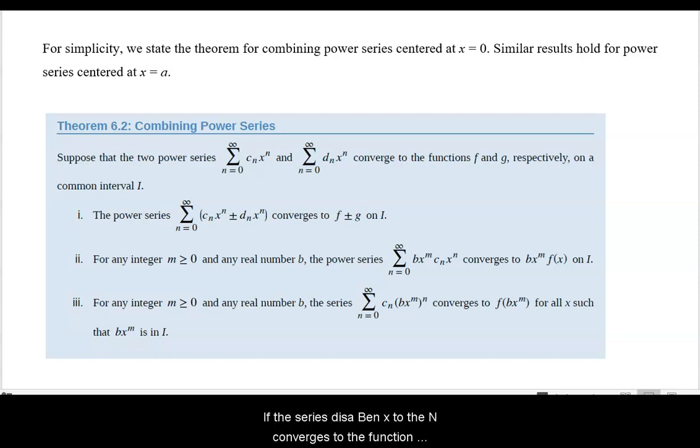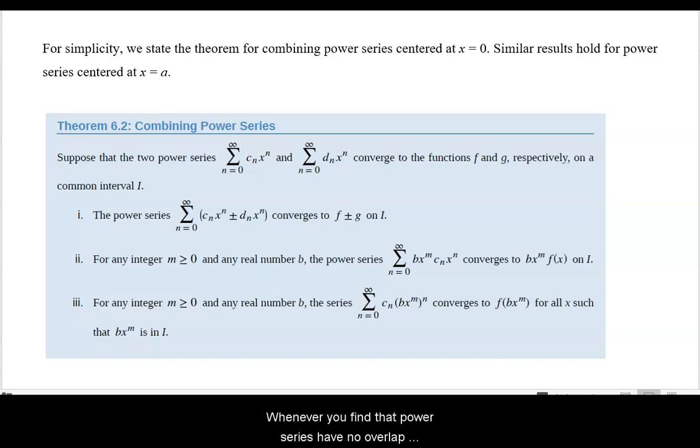If the series d sub n x to the n converges to the function g, but only from 2 to 5, then there's no overlap between those two power series. One converges between -2 and 1, and the other between 2 and 5. This would imply that you cannot add the two together because they do not have any overlap or any common interval of convergence. Whenever you have slightly different ones where there is overlap, you will take only the minimal amount of the overlap to be the interval of convergence of the sum or the difference of the two power series.